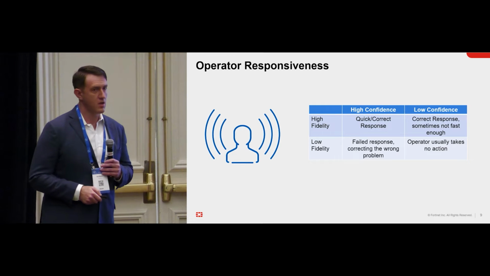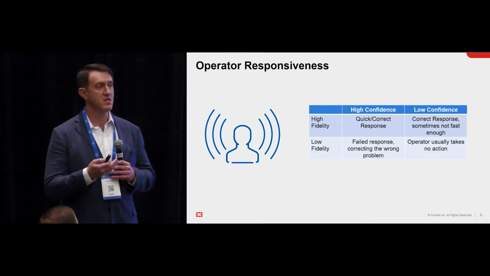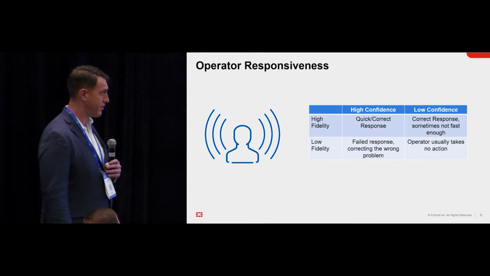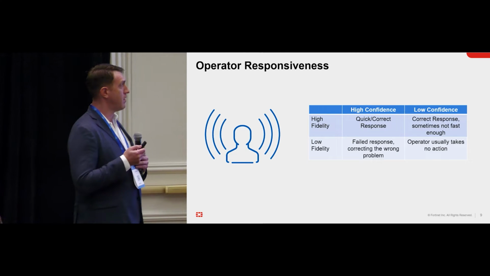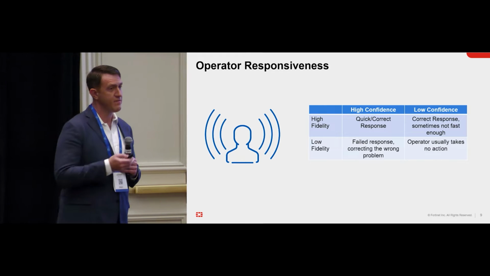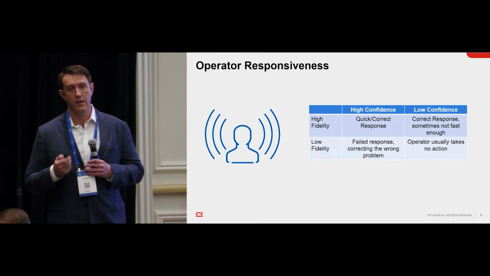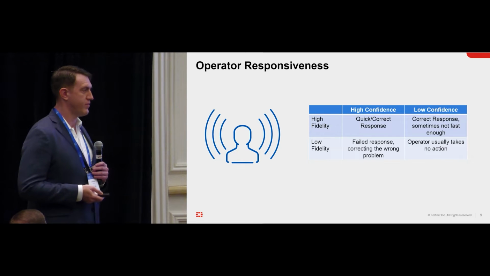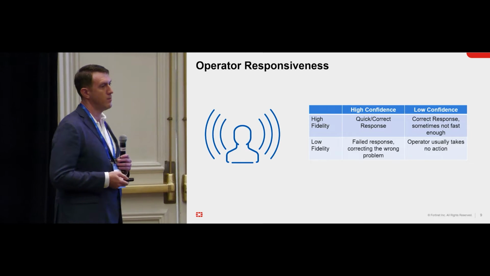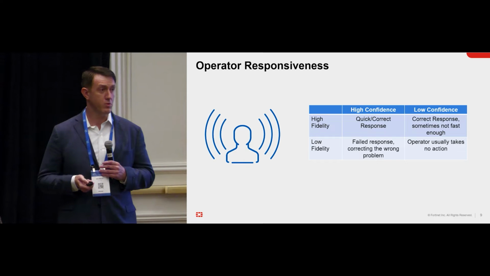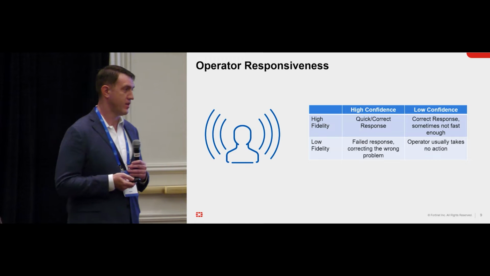And so what are some factors in operator responsiveness? We're talking about trying to give you more response time, but how do we improve your ability to respond? And so when we look at the data that we have, if we have high fidelity, low fidelity data, we have high confidence and low confidence. What are some things that would cause low confidence? A commonly failed alarm, or a false alarm.